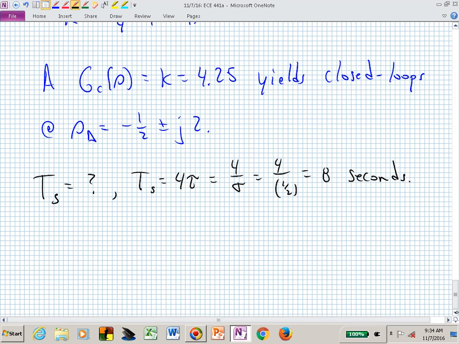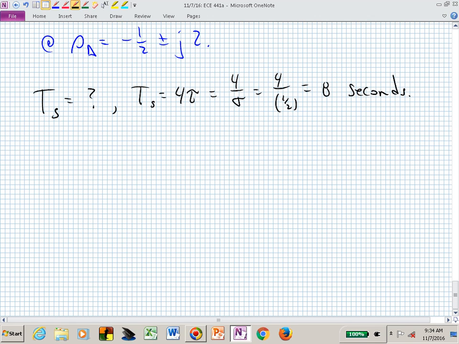And you could find the angle. You could go to your figure and find what the percent overshoot would be for those two triangles in your closed loop system.